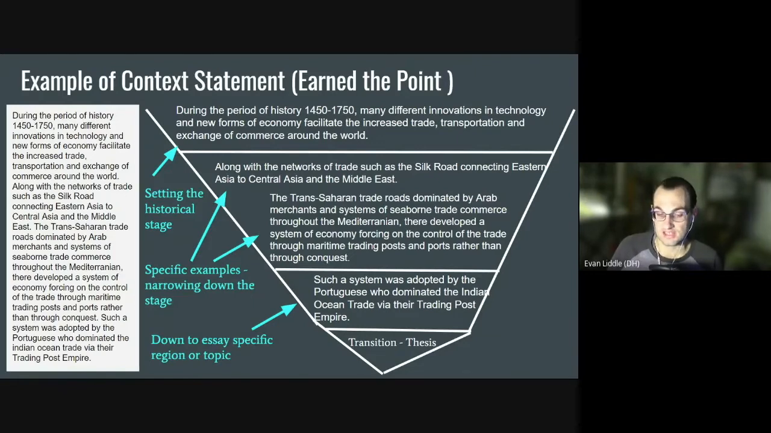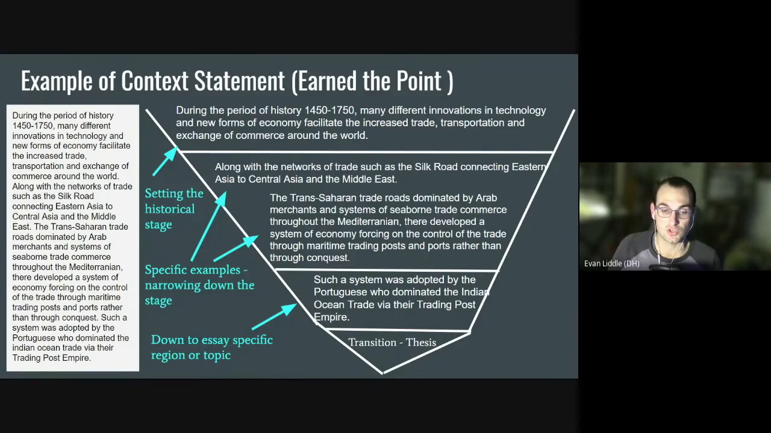And then finally, we get down to the specific region or topic, which is such a system, mentioned before, the trading post system, was adopted by the Portuguese, who dominated the Indian Ocean trade via their trading post empire. Now we're ready to go into the thesis and talk about Portuguese transformation of the Indian Ocean trade network.